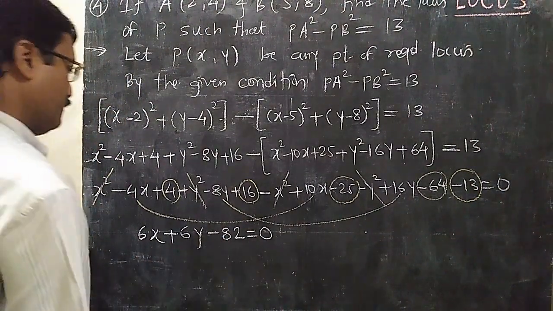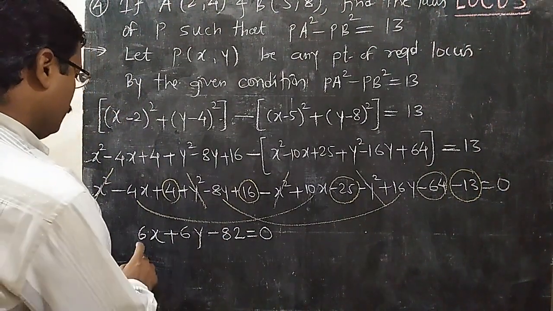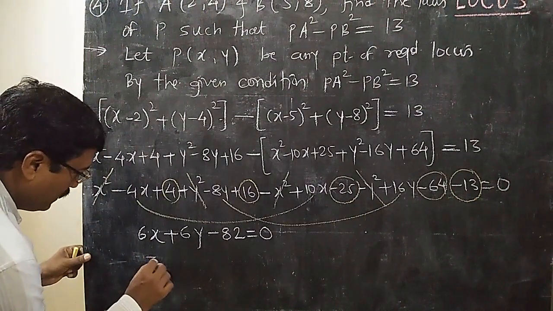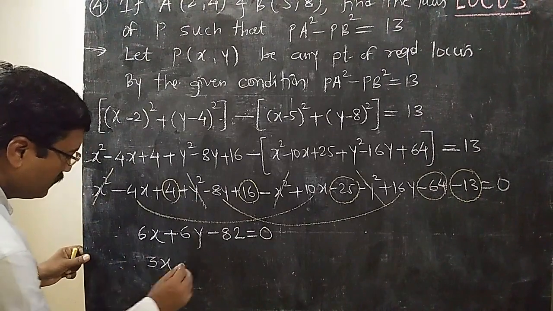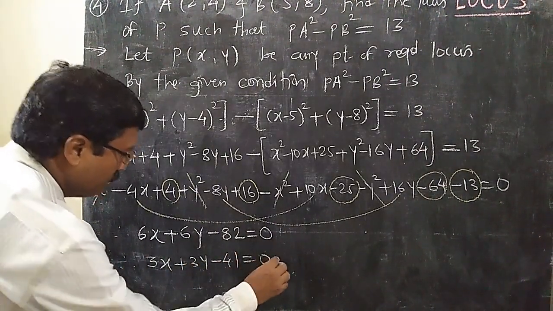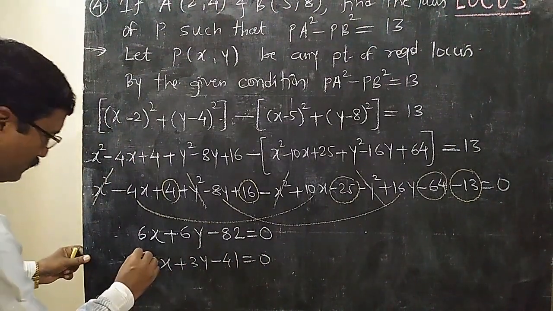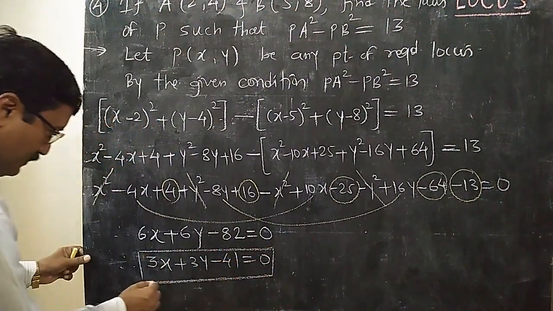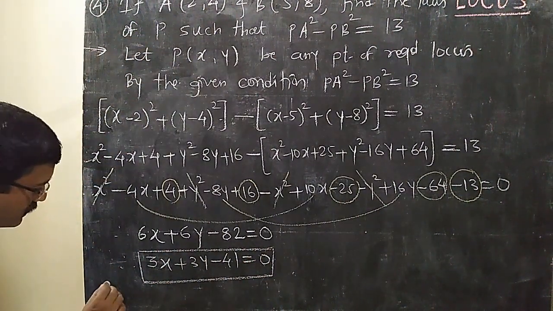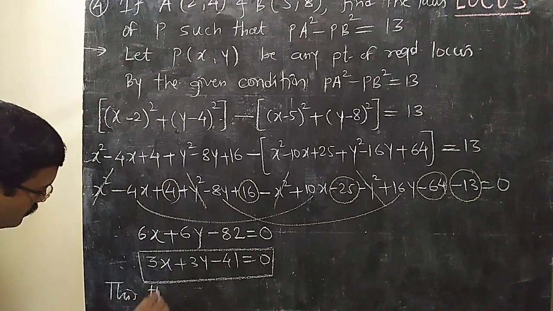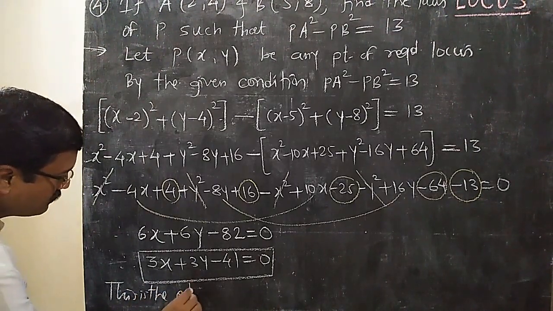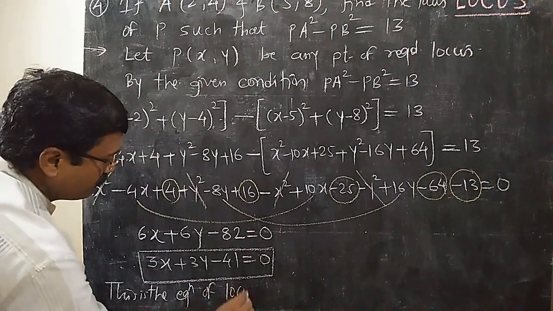Cancelling 2 from each term, we get 3x plus 3y minus 41 equal to 0. So this is the simplified condition, and this simplified condition is nothing but the locus of P. So you can write here, this is the equation of locus of P.